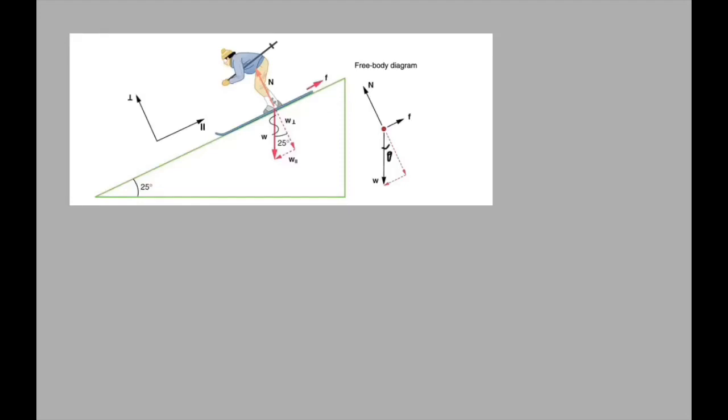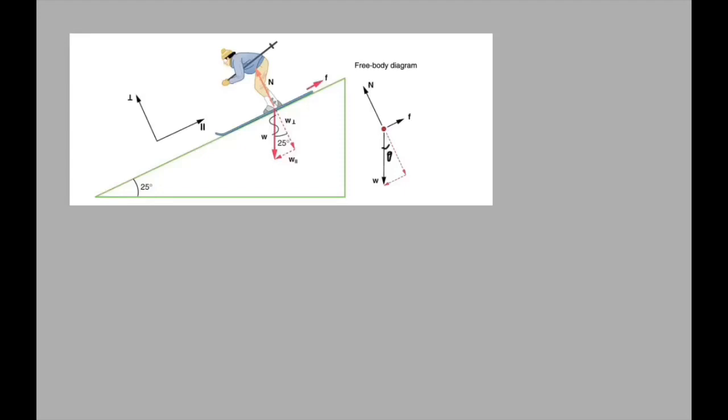I am just introducing friction here, but I want to tell you that friction always acts opposite to the motion. Now, since the person is trying to skate down or slide down, friction is going to be opposite to that motion. So those are the three forces in this situation.